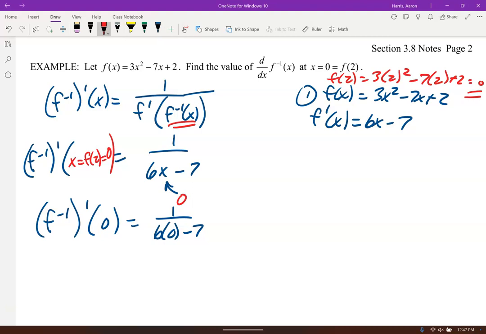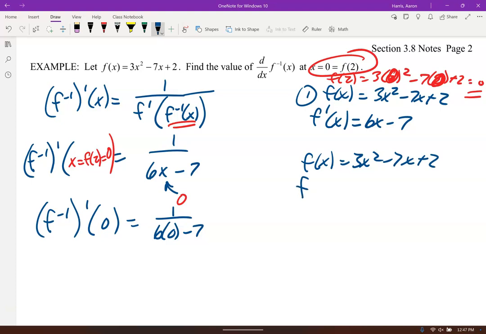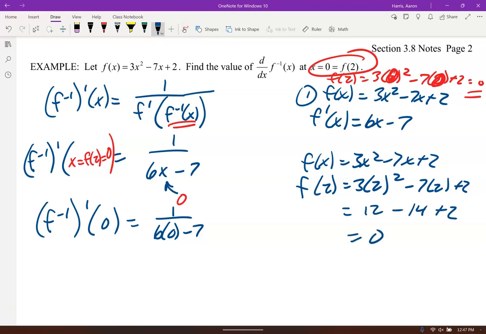Oh, I'm sorry, you guys. Good grief. I'm plugging 0 in. I'm plugging f of 2, 2 in. What is that? F of x is 3x squared minus 7x plus 2. Three times 4, 12, minus 14. Oh, that's right. I'm sorry. Yeah, it is 0. Okay.